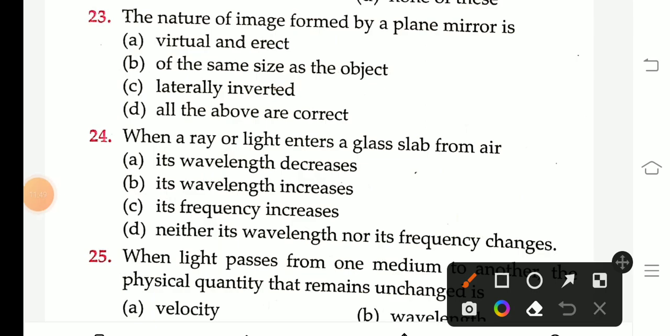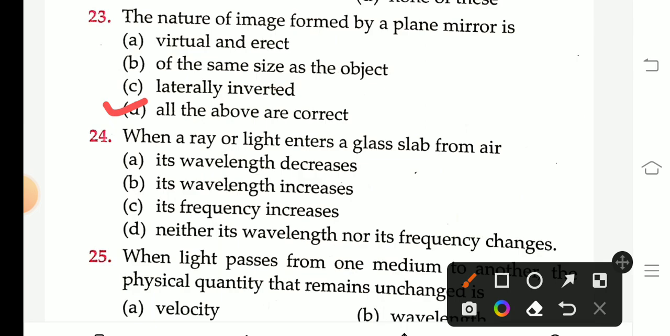Next, the nature of image formed by a plane mirror is... Right answer option D, all the above are correct. Means A. Virtual and erect, B. Of the same size as the object, C. Laterally inverted.